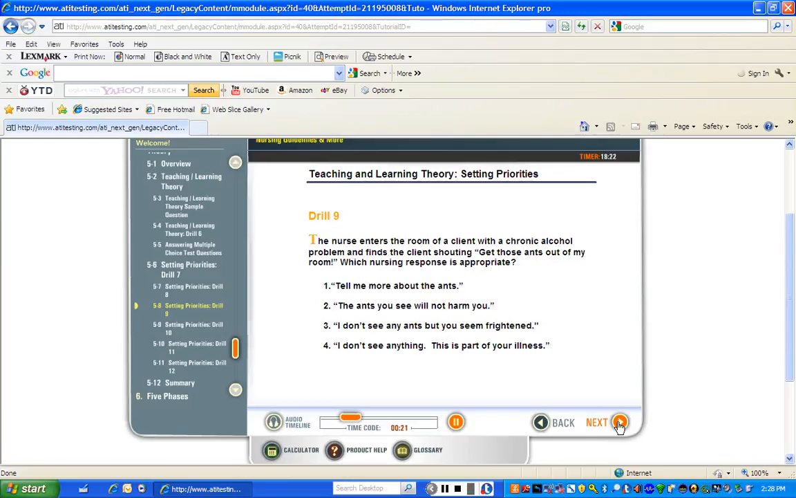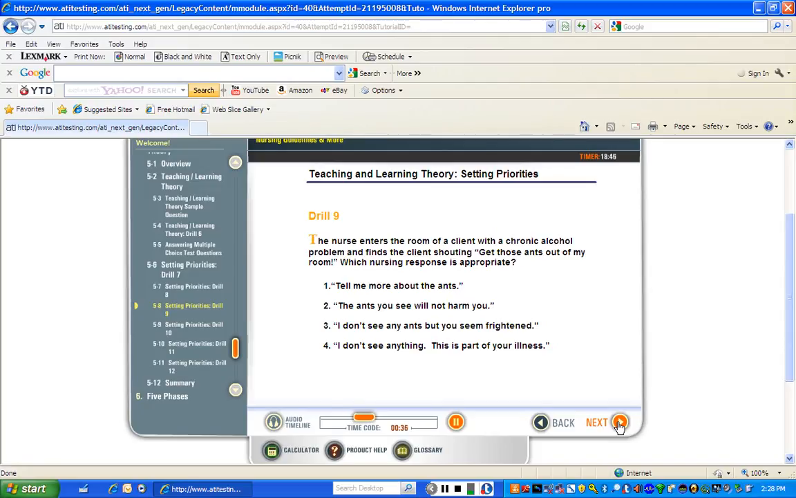Second, let's identify those critical elements. The key word is appropriate. The client is the client with a chronic alcohol problem. The issue is response to the client's hallucination. The type of stem is a true response stem. Now we can start to look at and eliminate distractors.